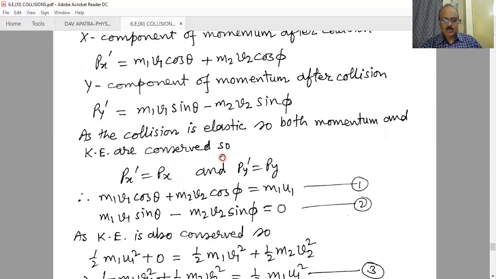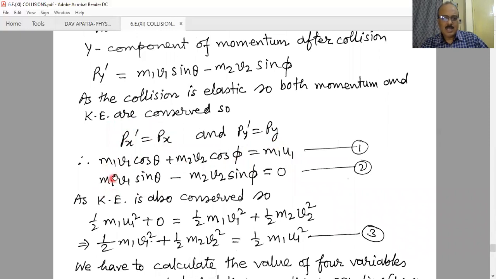Let us initially consider the law of conservation of linear momentum. According to it, px dash equals px. That means the x component of the linear momentum after the collision must be equal to the x component of the momentum before the collision. So m1 v1 cos theta plus m2 v2 cos phi is equal to m1 u1. And along the y-axis, m1 v1 sin theta minus m2 v2 sin phi equals 0, because there was no linear momentum along the y-axis before the collision. Now we have two equations.